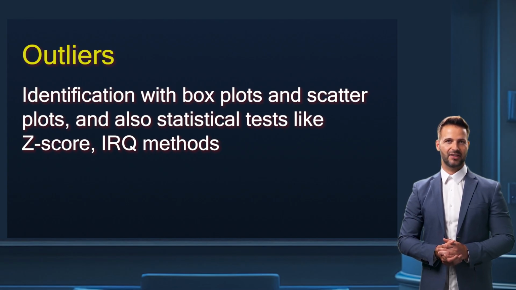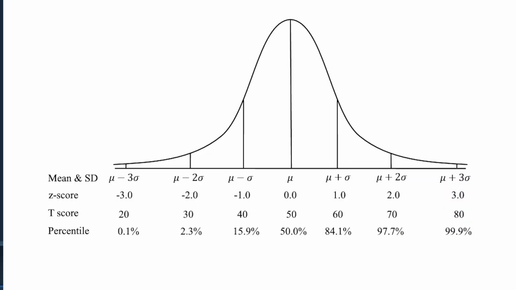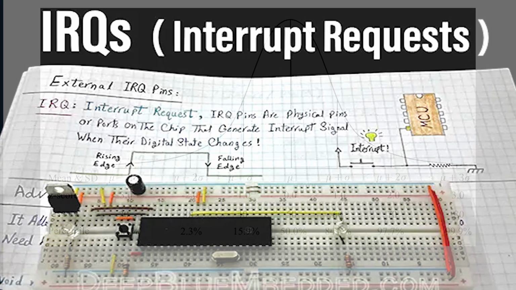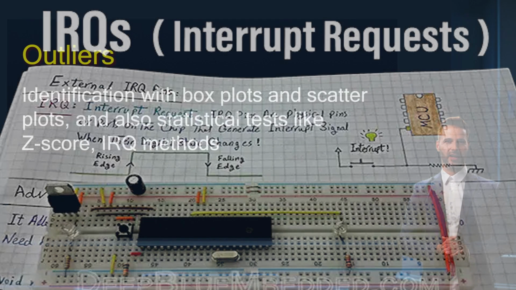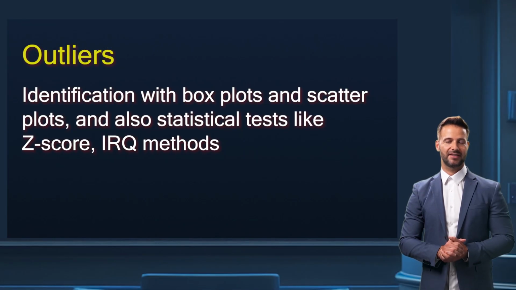By the way, a z-score is a statistical measure that quantifies the distance between a data point and the mean of a dataset. It's expressed in terms of standard deviations. And IRQ methods refers to the different ways a computer system can handle interrupt requests, IRQs, which are signals sent by hardware devices to the CPU to temporarily interrupt its current operation and request immediate attention.